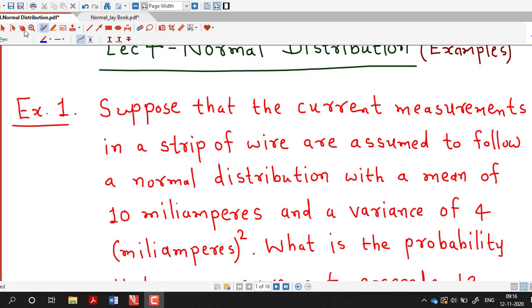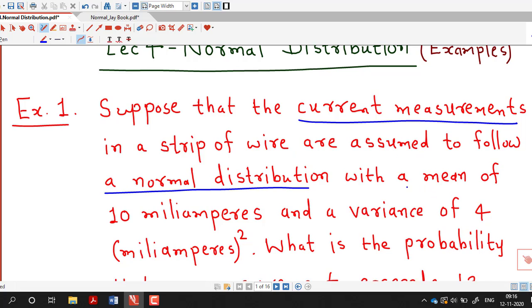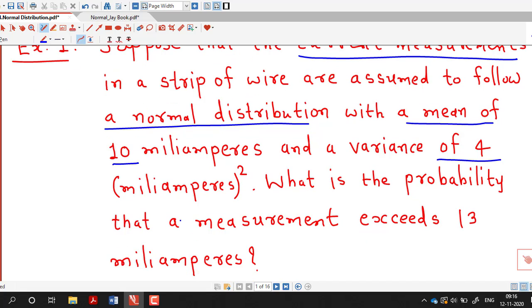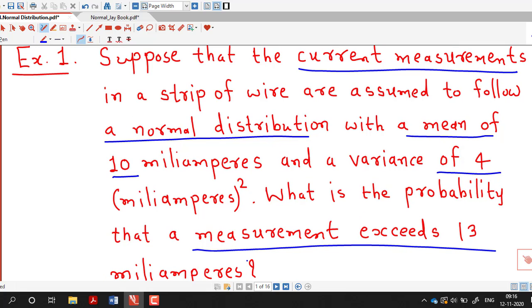Suppose that the current measurements in a strip of wire are assumed to follow a normal distribution with a mean of 10 milliamperes and a variance of 4 milliampere square. What is the probability that a measurement exceeds 13 milliamperes?